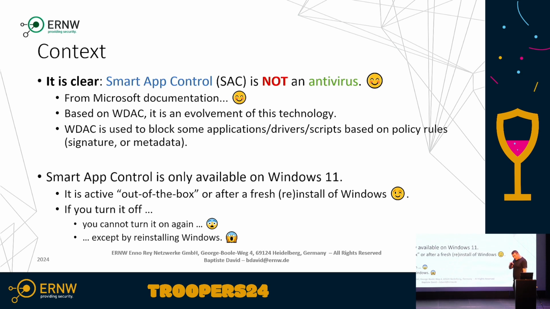A relevant point concerning Smart App Control: it is only available on Windows 11, and it's active by default, directly out of the box. So the first time you install Windows, it's there. You can decide, if you want, to switch it off. Say, okay, I don't want Smart App Control, I want to disable it. Fine. But the point is that once you turn this feature off, you cannot turn it back on. It's once and for all. Once you have deactivated it, it's forever. Well, forever. You can always reinstall Windows, but it requires a clean reinstall of Windows.